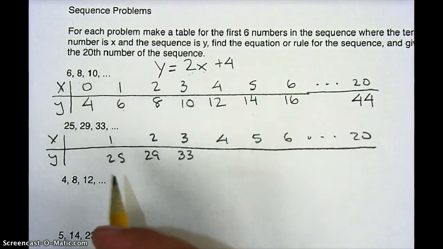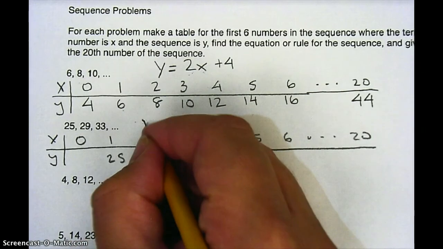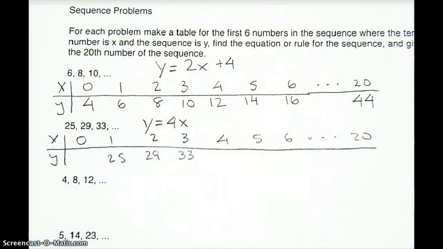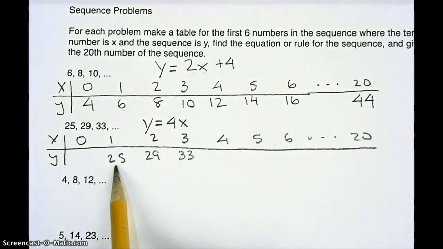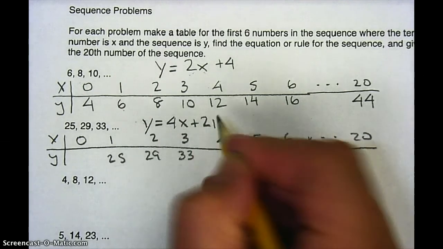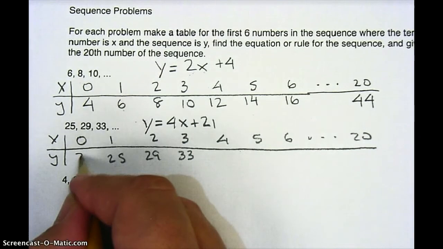And actually, I need to find the one that would come before 25. Since I'm going up by 4 each time, I know my equation starts y equals 4x. Now I have to figure out what I add to it. What I add would be the number that's 4 less than 25. Well, 25 minus 4 is 21, so I'm going to add 21. So far that works pretty well, so then I can put the rest of the numbers in here.